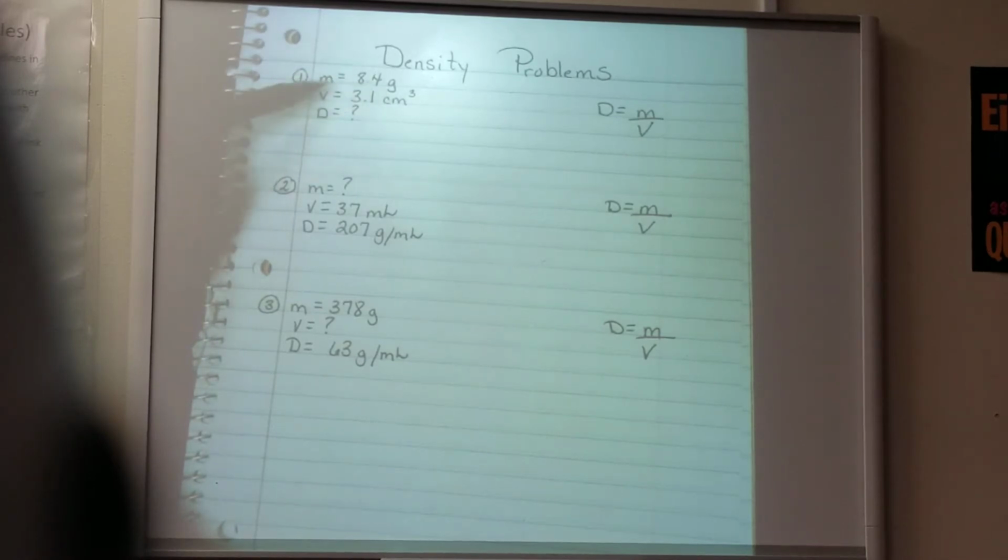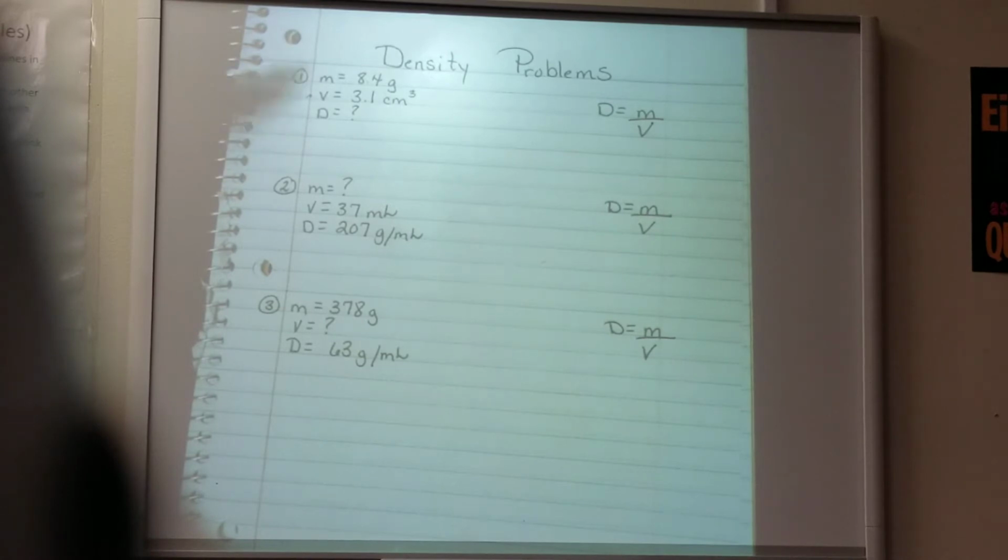From your problem, 8.4 grams was the mass. I know that because of grams. That tells me that, all right? 3.1 centimeters cubed was my volume. Again, I know that because of the centimeters cubed. The units will tell you what the variable is. I'm just going to put a question mark by density because I don't know what the density is.